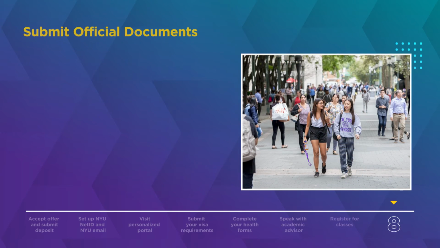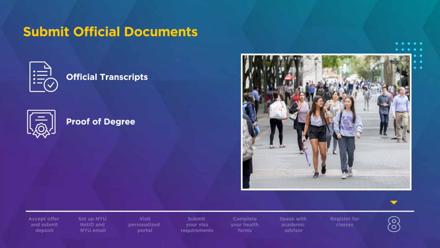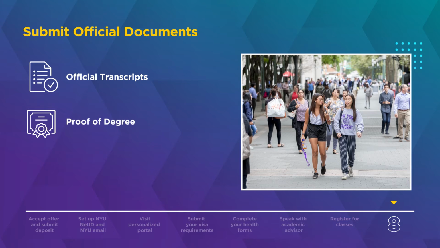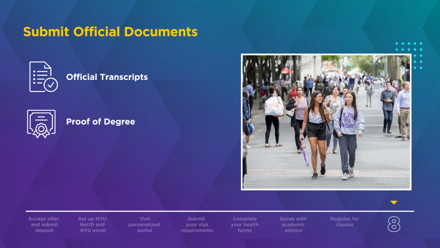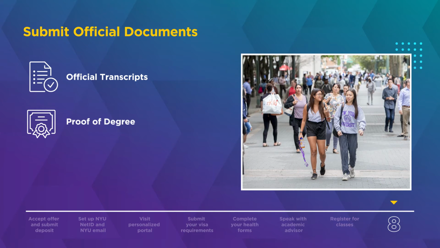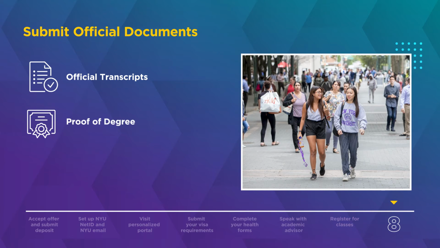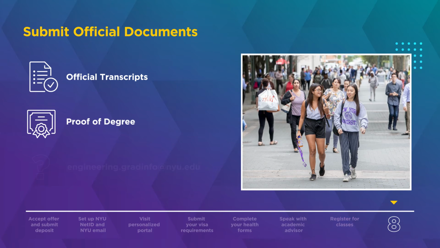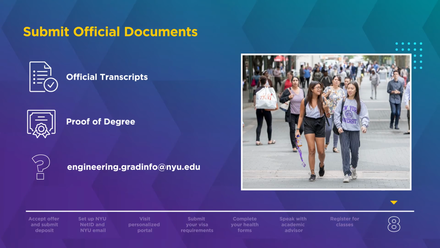Finally, you will need to submit all official documents. If you applied with copies of your transcripts or degree, it's important to submit your official transcripts and proof of degree in order to finalize your admission. To be considered official, transcripts and proof of degree completion must be sent directly from your institution, either via official electronic email or in a sealed envelope mailed to the processing center. Any questions regarding the submission of official documentation should be directed to engineering.gradinfo@nyu.edu.